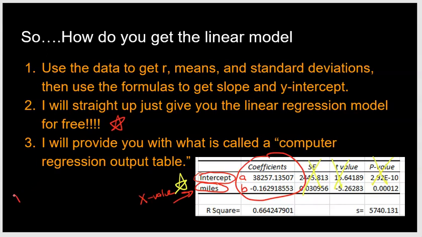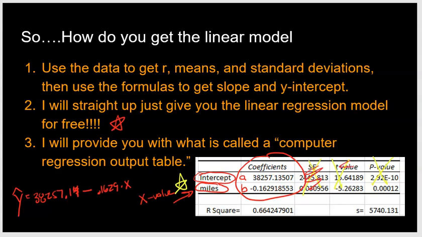Now, when you actually go ahead and write out the equation, you do not need all those decimals. I would probably just do 38,257.14, minus 0.1629 times x. Okay, so keep 2 to 4 decimals. I'm going to be honest, I like 4 decimals, but a lot of people keep 2. But you don't have to write all of them. But a computer output table typically will give you a lot of them just because it can.